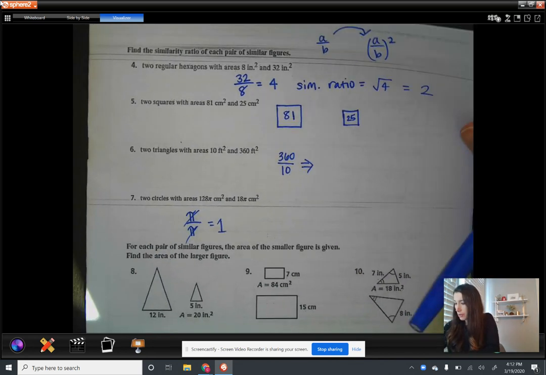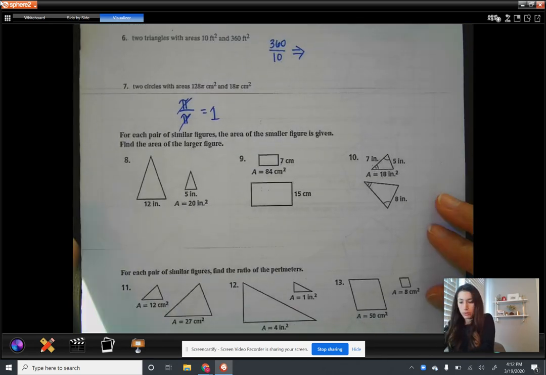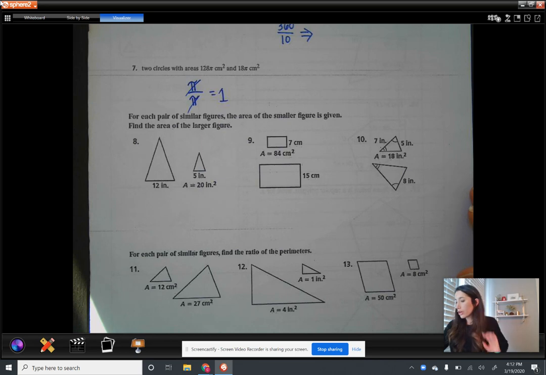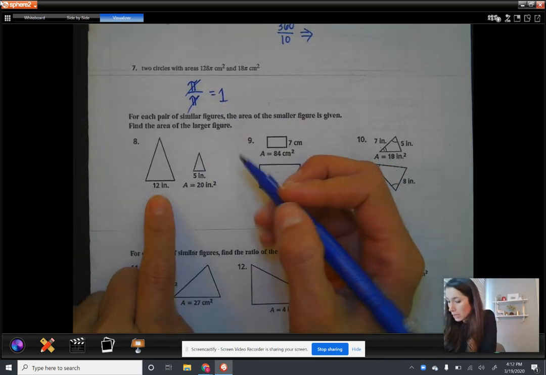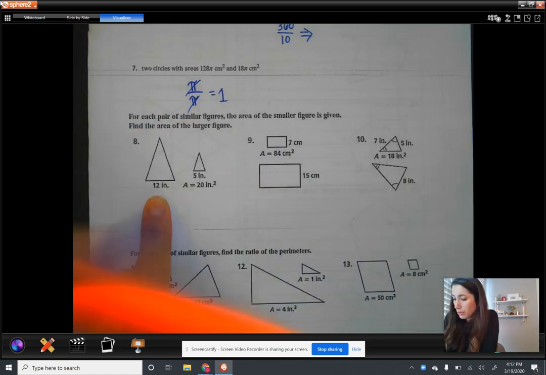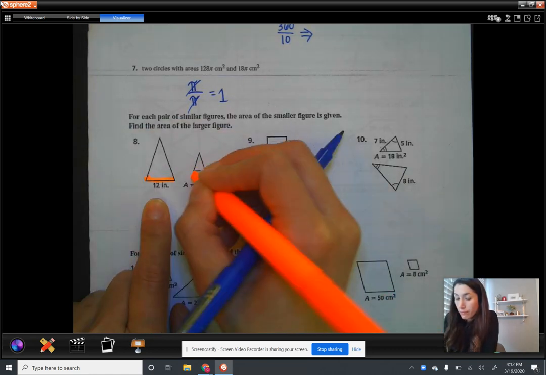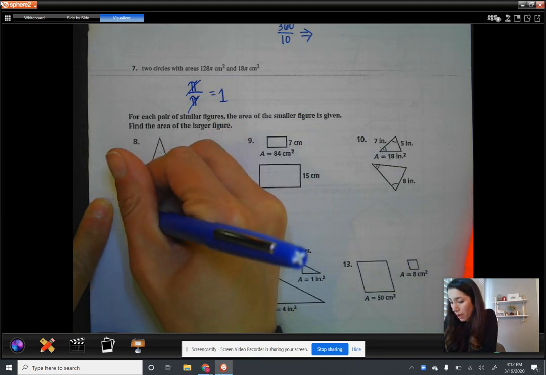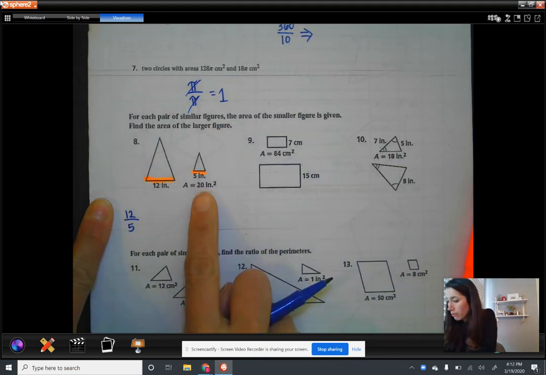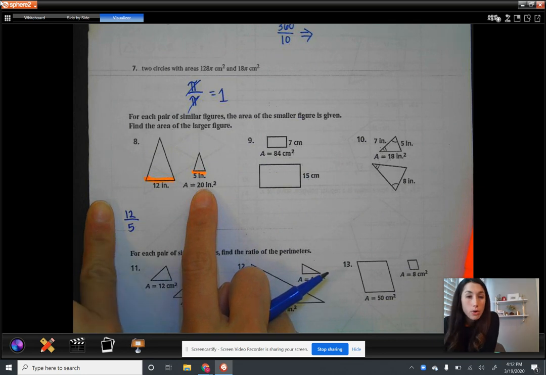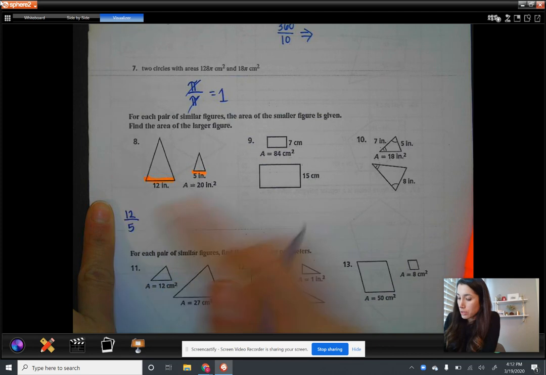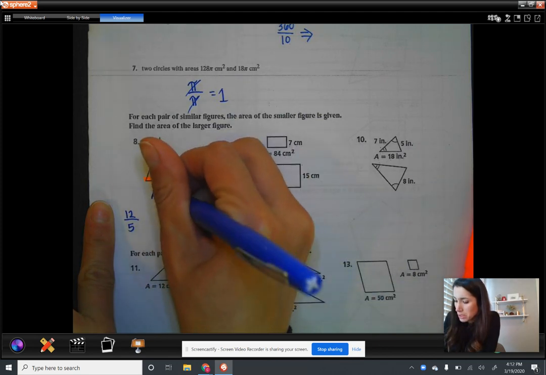Okay, and then for the problems down below, I'll do maybe one with you here, number 8, and then I'll do maybe 11, and then you're going to try a few on your own. So it looks like here we have a side length ratio of 12 and 5. Those are our side lengths. So I'm going to go ahead and put 12 over 5. Now what I'm solving for is a missing area. So I need an area ratio. I can't just use this ratio of 12 over 5. So this is the area that I'm looking for. This is my question mark.